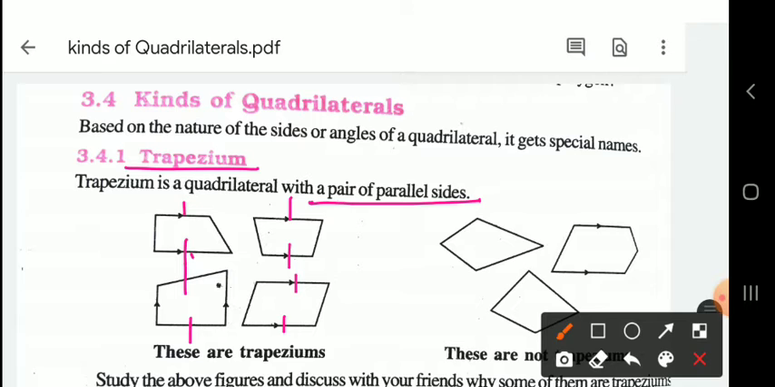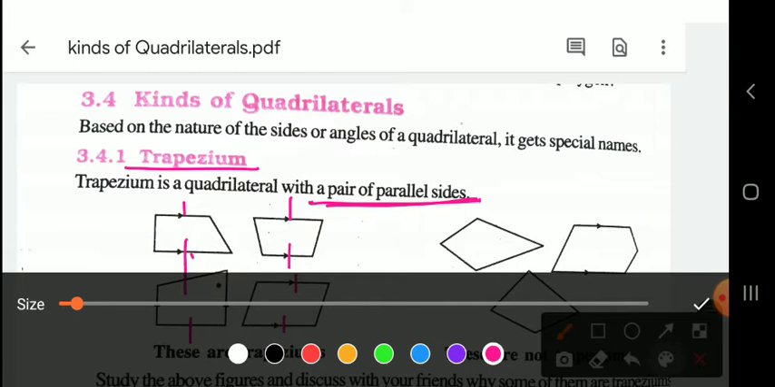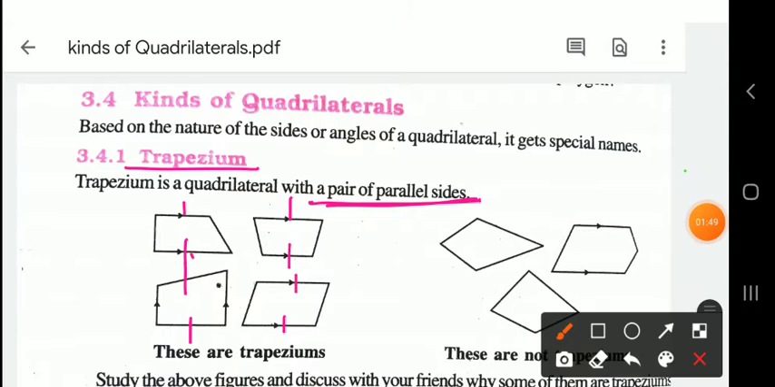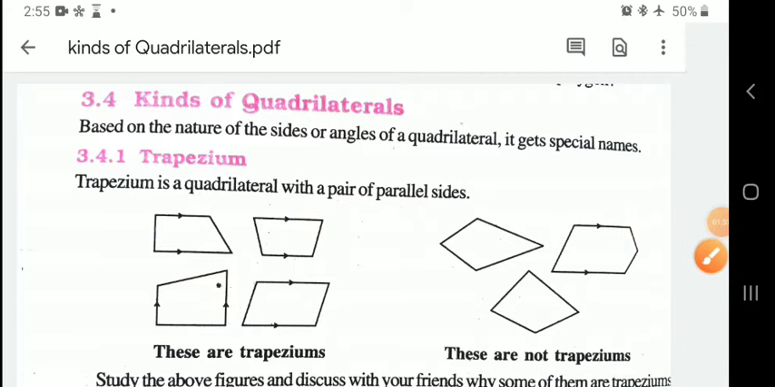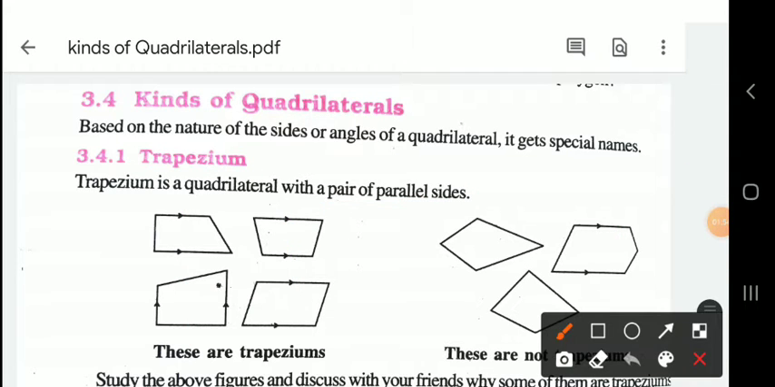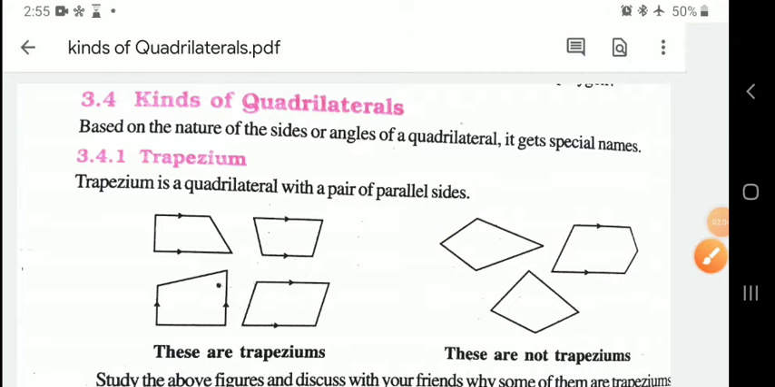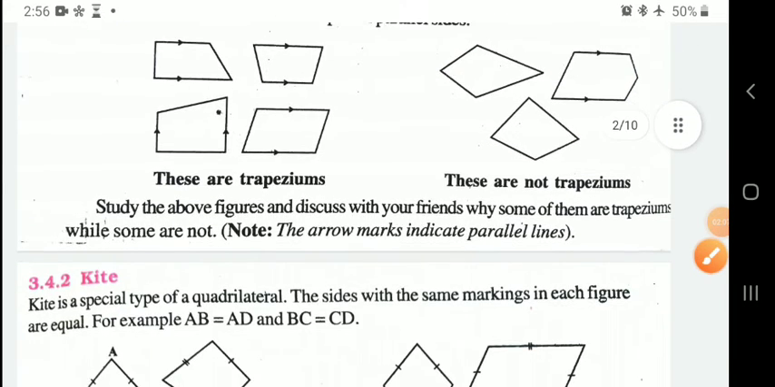So trapezium is also a quadrilateral, that means trapezium has four sides and four vertices, but the extra property is what? Trapezium contains a pair of parallel sides. Now look at here, these are not trapezium. Since here there is no parallel side, so these are not figures of trapezium. So remember students, trapezium is a quadrilateral with a pair of parallel sides.